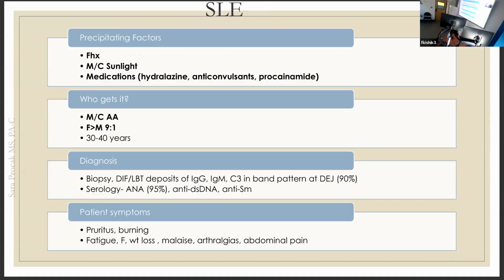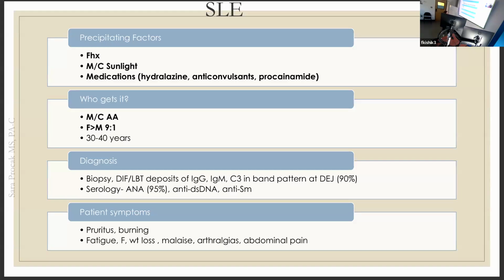When it comes to diagnosis, you're going to want to biopsy these lesions to confirm. Usually it's going to be a punch biopsy, and you're going to send it for direct immunofluorescence and what's called lupus band testing. When the pathologist looks at the slides, at the dermo-epidermal junction, which is basically the bottom of the epidermis between the dermis, that big membrane, they're going to see IgG, IgM, and C3 light up in a band. That's going to confirm the diagnosis.